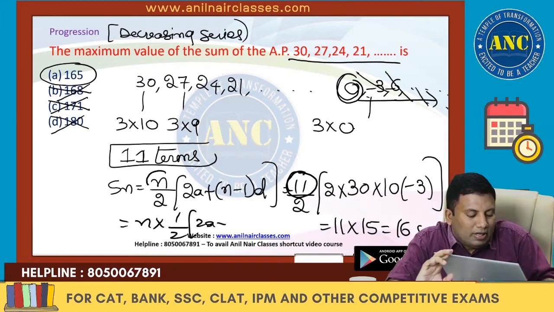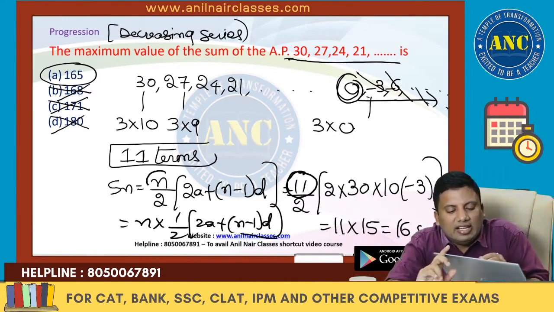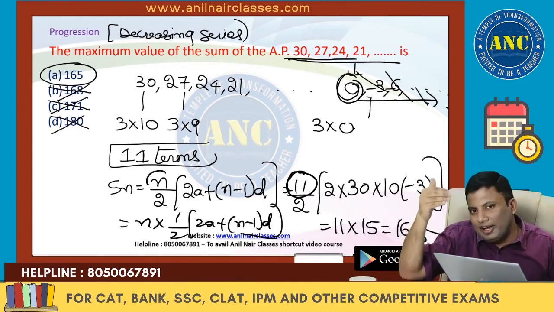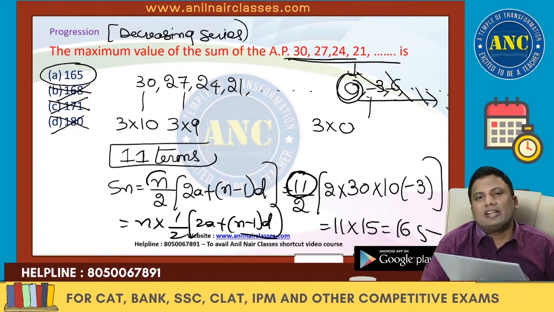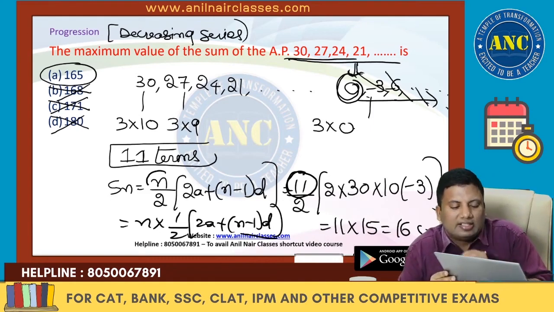Obviously Sn should be a factor multiple of n. I hope it is clear. So what we did, because the series is a decreasing series, I know that after 0 the value will keep decreasing, minus 3, minus 6 and so on. So I have to do till 0.